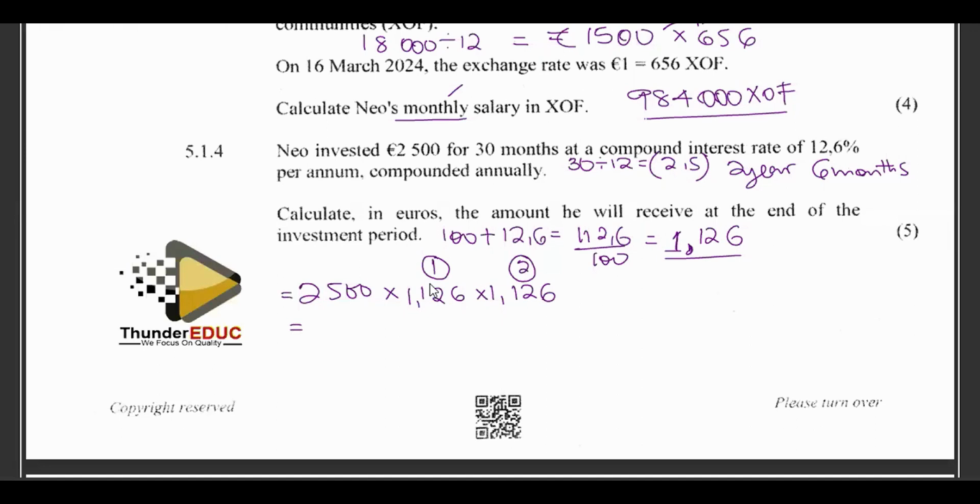Let's do that and this becomes 2,815. Sorry, this is the first year. Then we are looking for the money at the end of the 2 years. So at the end of the 2 years, he has got a total amount of this much.